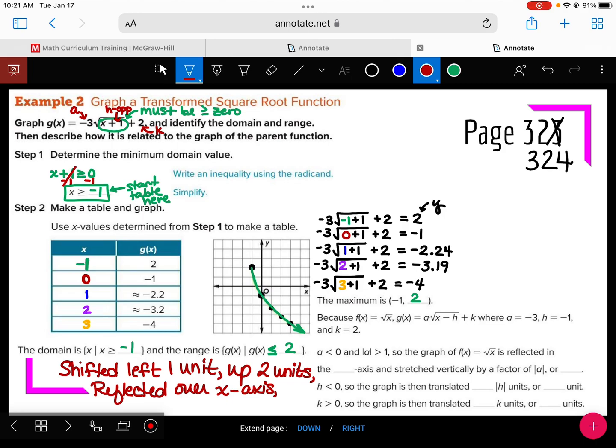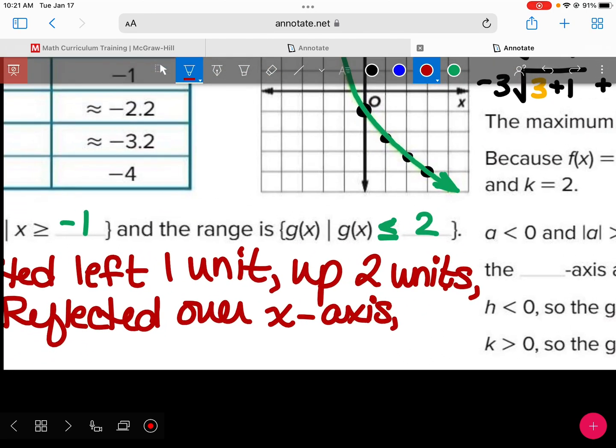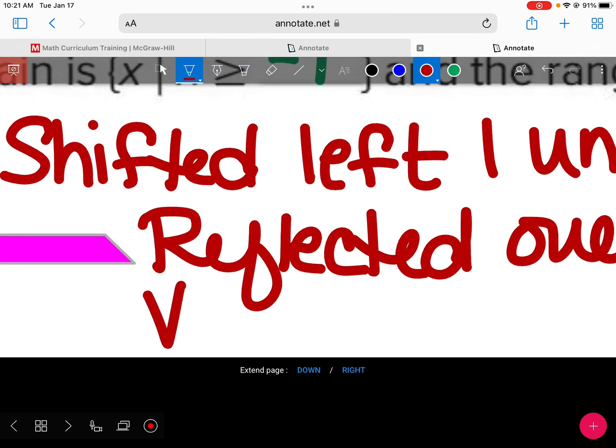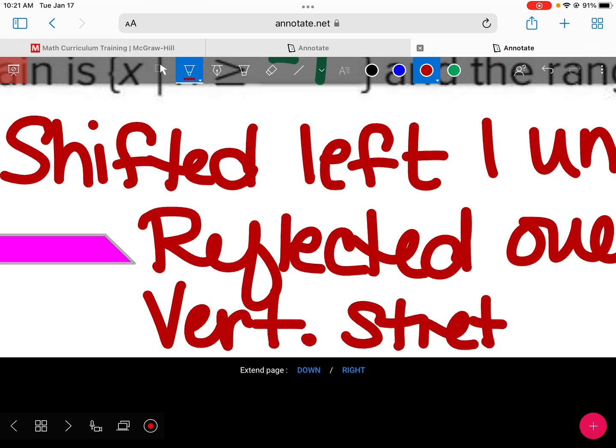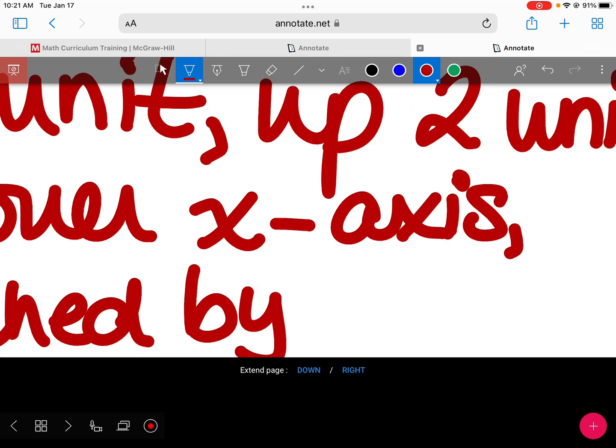With this one, I moved down 3. That's a much bigger stretch. If it was just like the parent, it would move down 1. And then it would take a little bit of time before it moves down 1 more. So this has been stretched vertically by 3. Vertically stretched by 3.